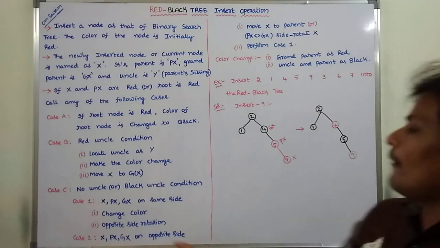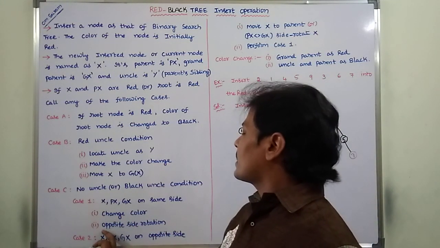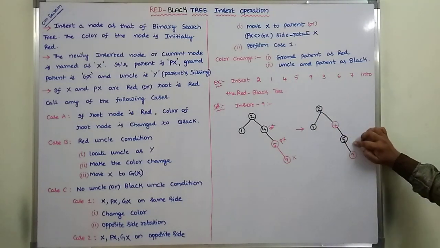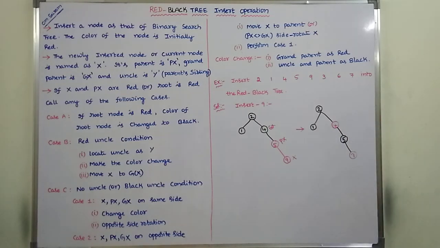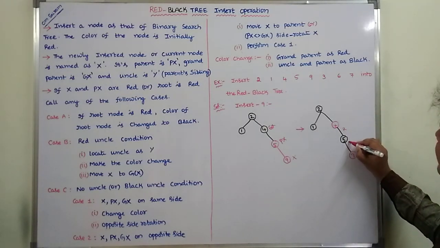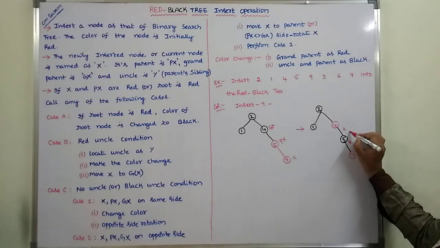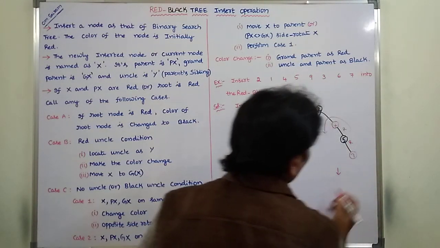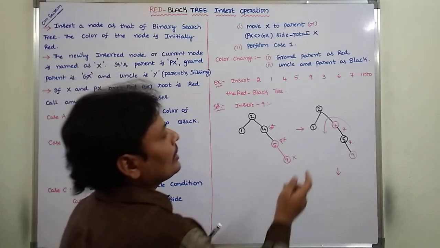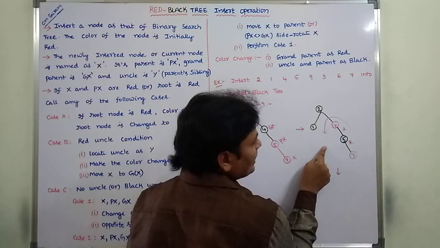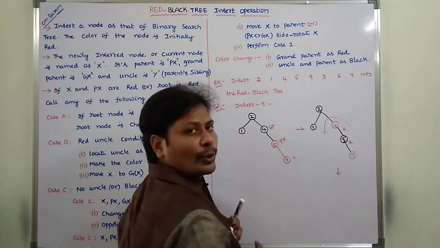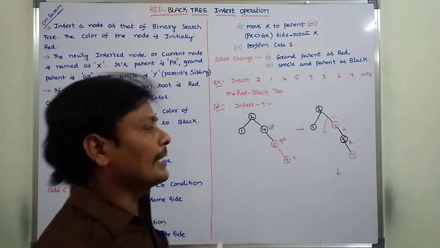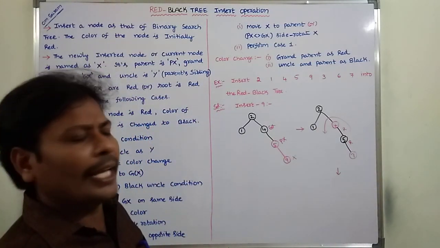So now, after changing the color in case 1, go to the second step, opposite side rotation. This is what to rotate. This is right and this is right. Then we have to do a left rotation. After the left rotation, we get the final tree. So 4 is moved to this side and 5 is moved to the root node. 5 is the root node. 5's left-hand side is 4. 5's right-hand side is 9. It is like an RR rotation in an AVL tree.